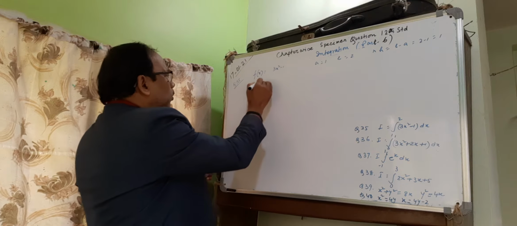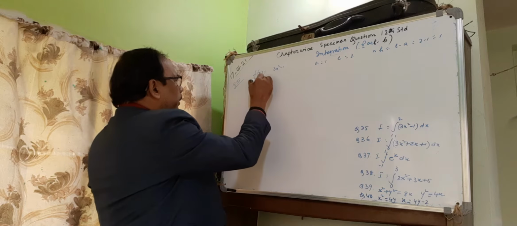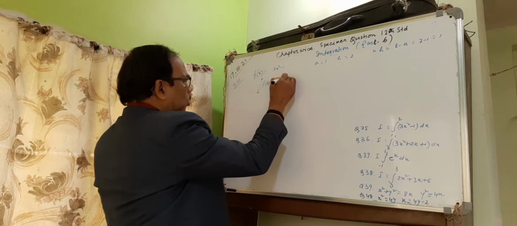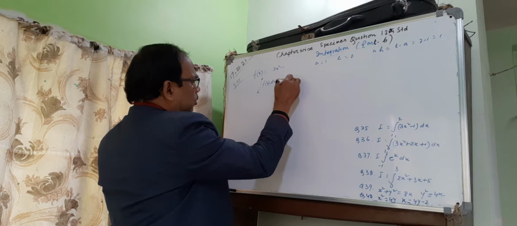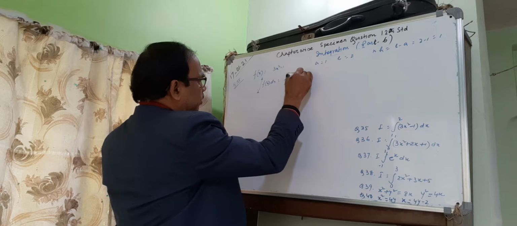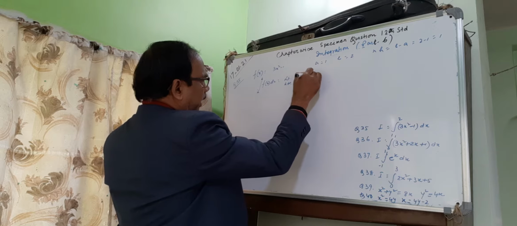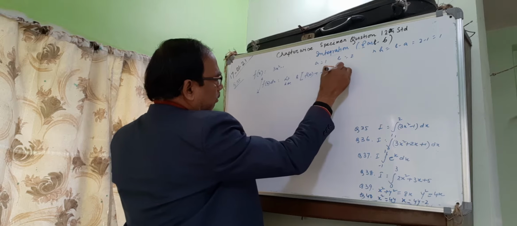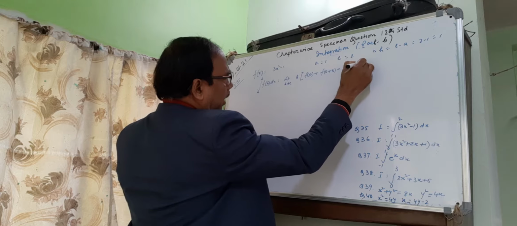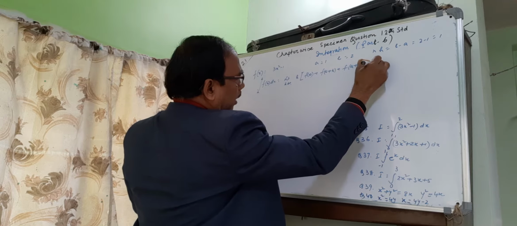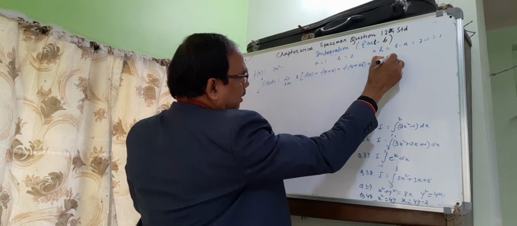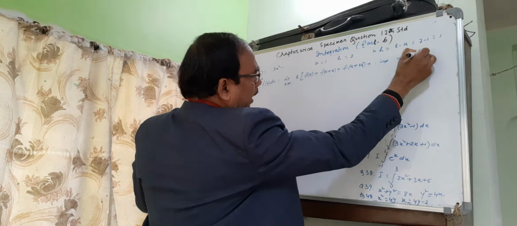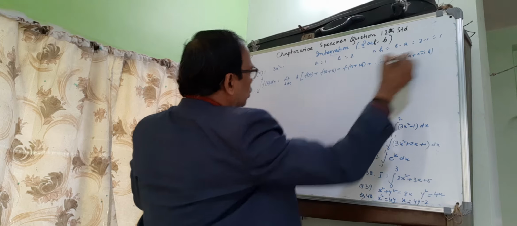Now we know the formula: integral from a to b of f(x) dx equals limit h tends to 0 of h times [f(a) plus f(a plus h) plus f(a plus 2h) plus ... plus f(a plus (n minus 1)h)].